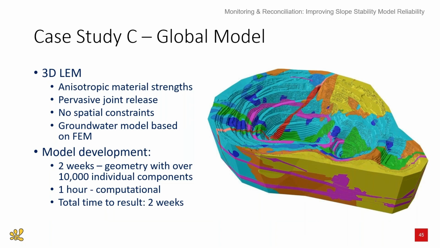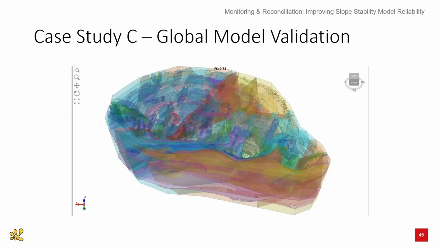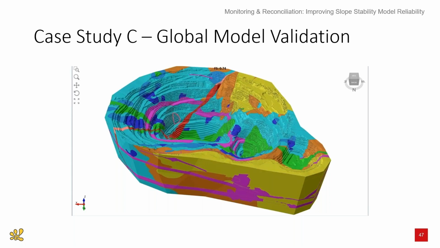So we took that model and that calibration and expanded it to a global model, or a mega model as we jokingly call them. Again, same sort of input parameters, but the model's calibrated, particularly in that material type. This took approximately 2 weeks to develop, and the model has over 10,000 individual components. Computational time is still about an hour, but total time to a result is about 2 weeks. Here's a translucent version of the model, so you can see the detail that goes in behind it. They have very complex geological conditions, and you can see the minimum factor of safety slip surface there, which is basically identical to the one in the small model.